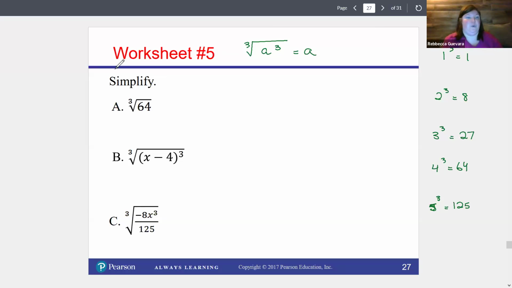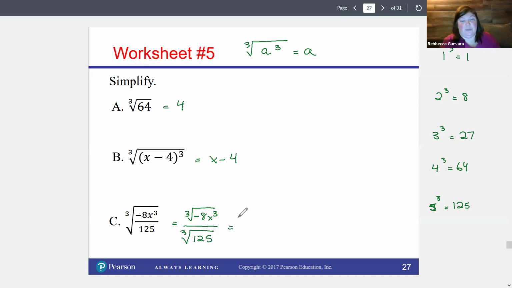So cube root of 64. Well, we see right here, here's 64, and that comes from 4 cubed. So the cube root of 64 is 4. The cube root of x minus 4 cubed, well, that'd just be x minus 4. And I don't have to worry about any kind of absolute values here because we only have one root with cube roots. C is a little bit more work because that's the cube root of negative 8 times x squared over the cube root of 125.